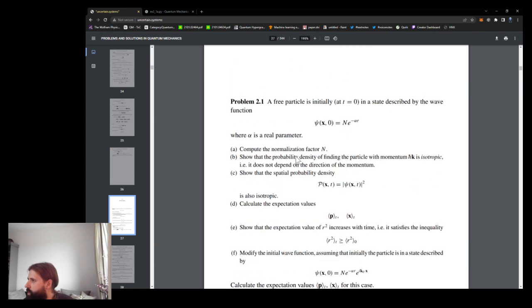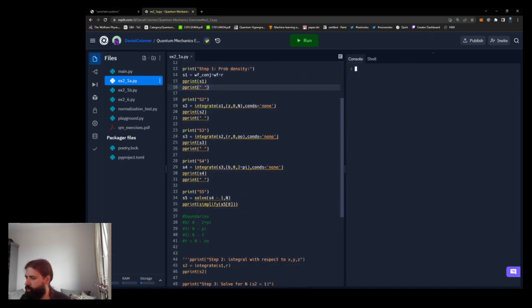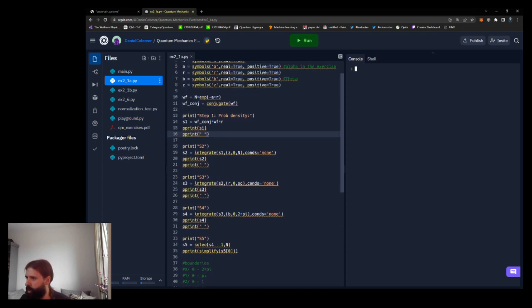So let's see if I can do it one by one. We'll start maybe with assuming one dimension, and then get the actual function properly done.